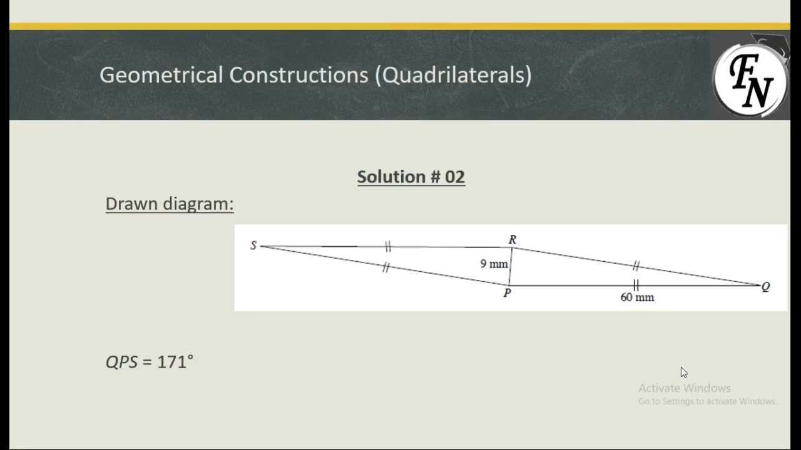So after the construction, we have obtained this rhombus with all its four sides as 60 millimeter or 6 centimeter. This is the diagonal PR, that is 9 millimeter. This is a very stretched rhombus, but as the diagonal is very small, this is how we make it. And we need to measure angle QPS. So this is Q, P and S. This is the angle we need to measure, and we will place our protractor here, and we will measure this angle P, and it will turn out to be 171 degrees.